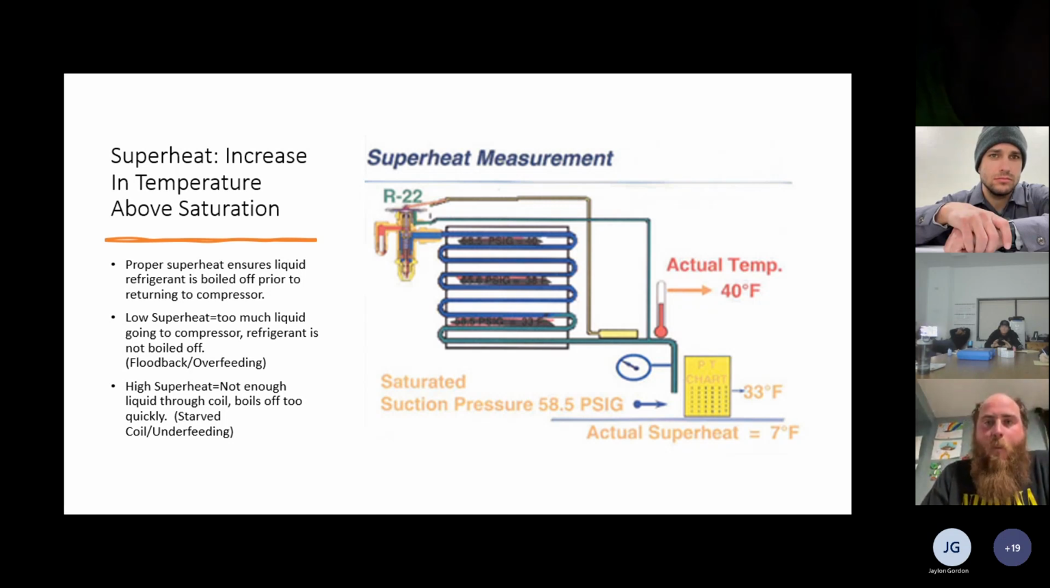If you do have a restriction, that could be a kinked line, that could be a plugged filter dryer, etc. But like Laren said too, a lot of expansion valves have screens on them, and a lot of those screens can be removed. Sometimes the ones that can't be removed, or don't have them, it could plug up the internals. If that valve can't open all the way or can't feed enough refrigerant, then you're going to end up with a high superheat.